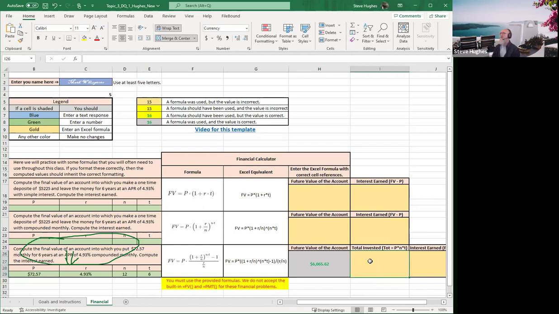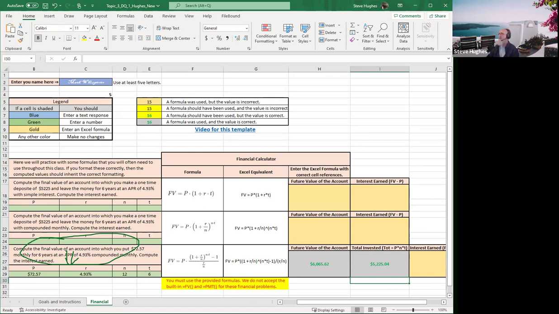The formula right there, everybody's given to you. The formula is PNT. That's the payment, right? You make a payment every month times the number of months per year. That's 12 times T, right? Times T, which is 6 years. So I make 72 payments, right? 72 payments of 72.57 gives me a total of $5,225.04. Now, the last question is, well, how much interest did I earn?